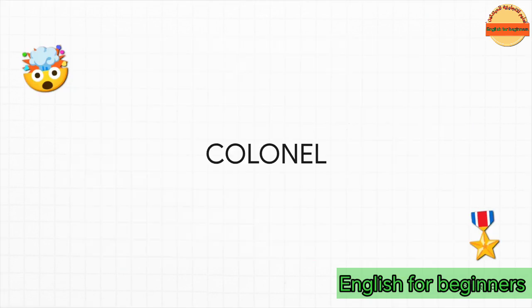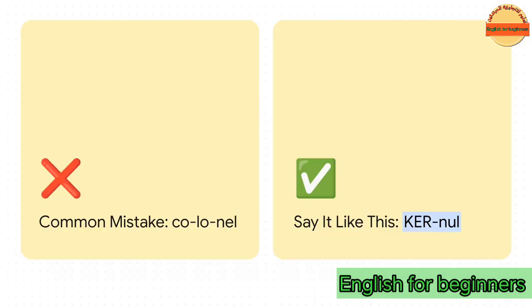This might be the single most bizarrely pronounced word in the entire English language. When you look at it, you see col, lo, nel. You think, okay, three syllables, has something to do with a colony, maybe? Yeah. No. Not even close. Just look at that. It's not colonal, it's kernel. Seriously, like a popcorn kernel.